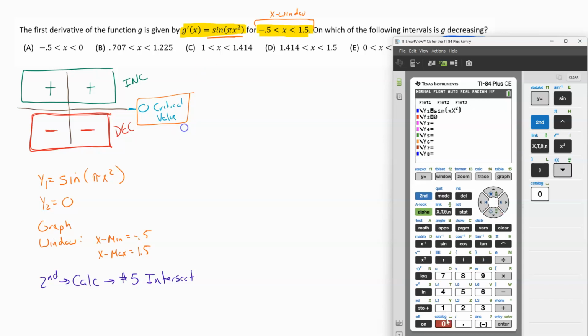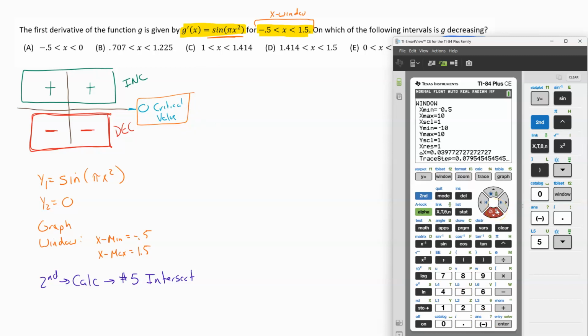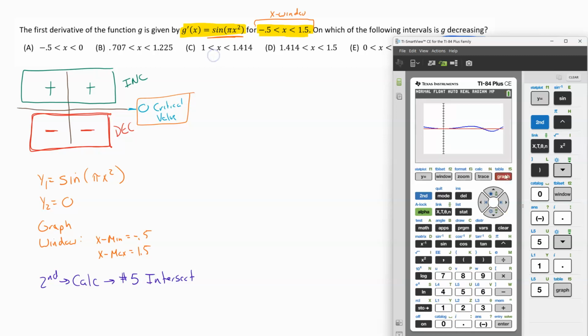And then we're going to put 0 in there because that's how we'll find where these two things intersect, where those critical values, those places where it could change, are happening. And then, like I said, because they give us a specific window, before I hit the graph button, I go ahead and adjust that window. So I want an x min of negative 0.5. That's my lower bound. And then the upper bound on this interval is going to be the 1.5 that they give me there. And then I go ahead and graph it.